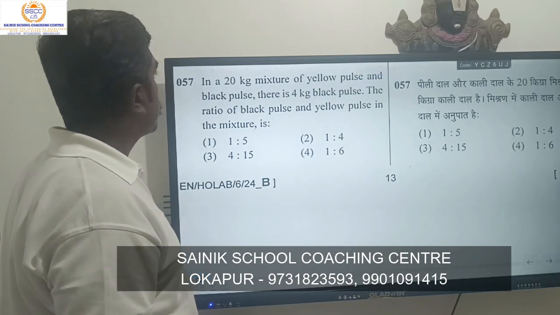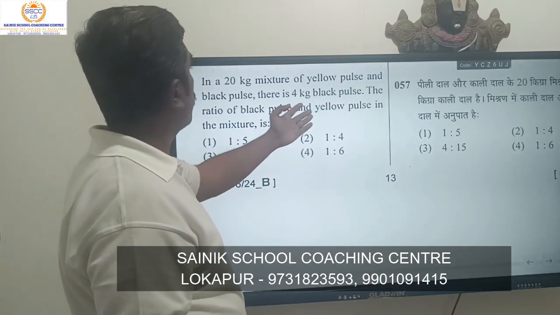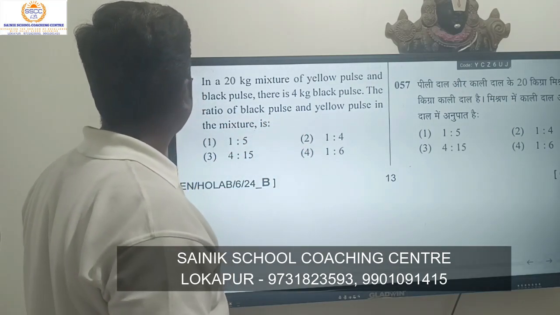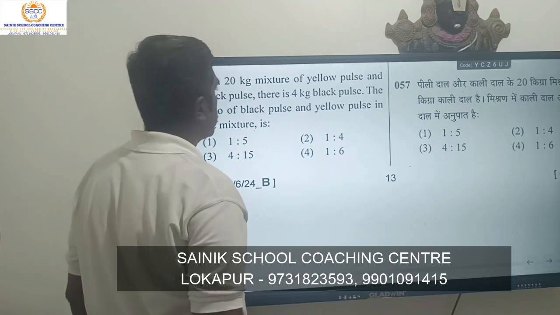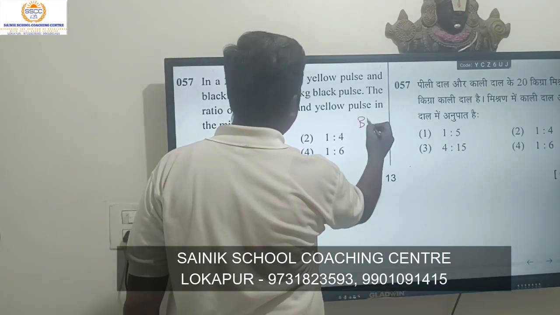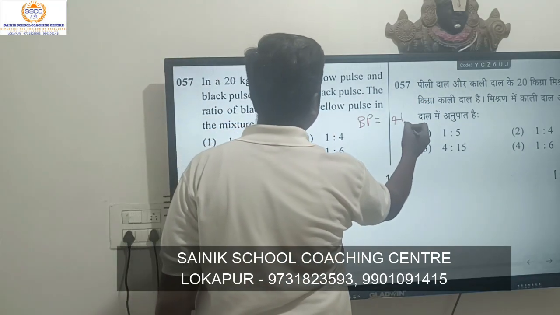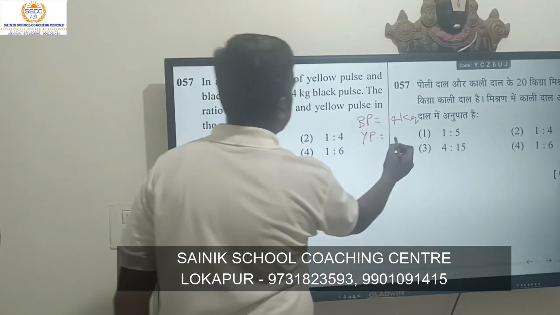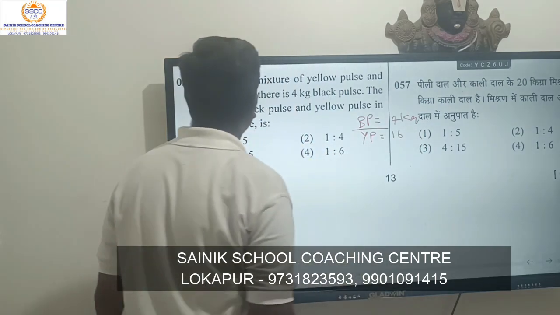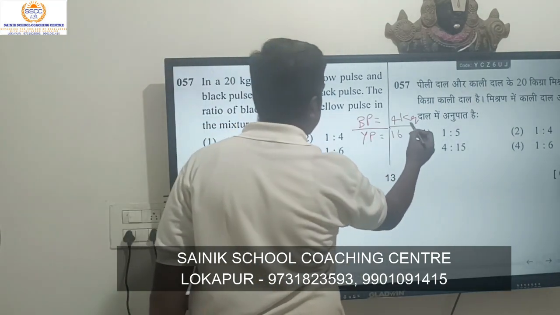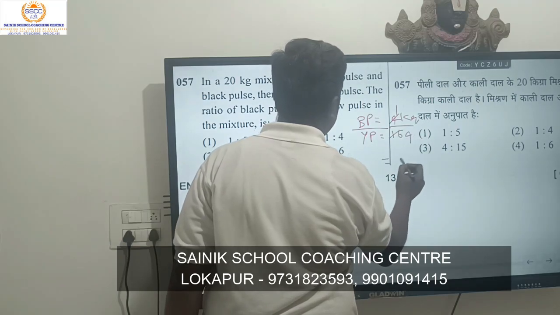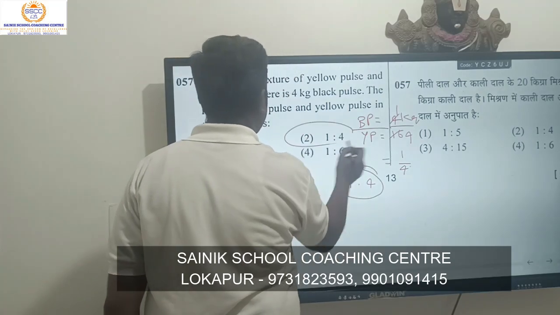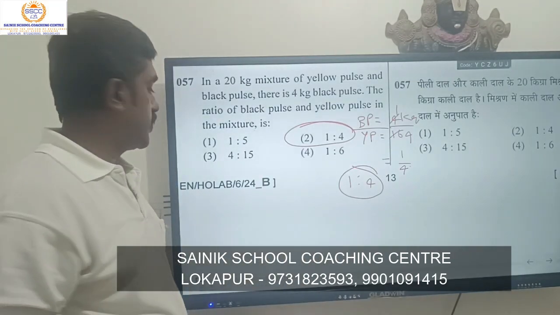In a 20 kg mixture of yellow pulse and black pulse, there is 4 kg black pulse. The ratio of black pulse and yellow pulse in the mixture is asked. So the 20 kg mixture is there. In this, BP black pulse is 4 kg. Therefore, YP yellow pulse should be 20 minus 4, 16. So the ratio of black pulse to yellow pulse is 4 by 16. 4 ones are 4, 4 fours are 16. It is 1 by 4. That is 1 is to 4. So option 2 is the right answer.